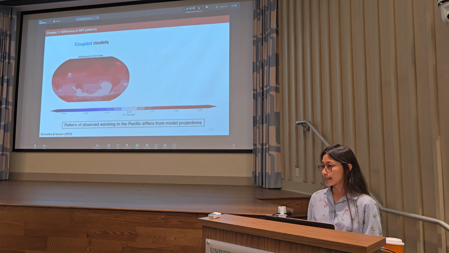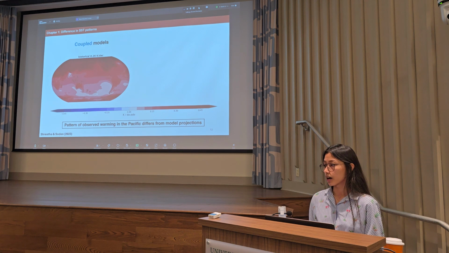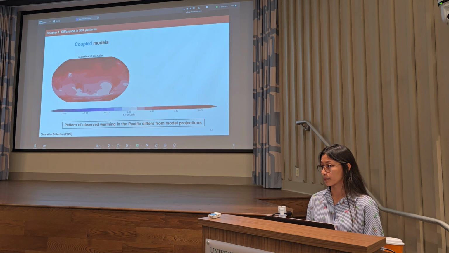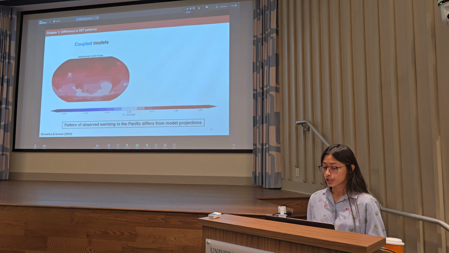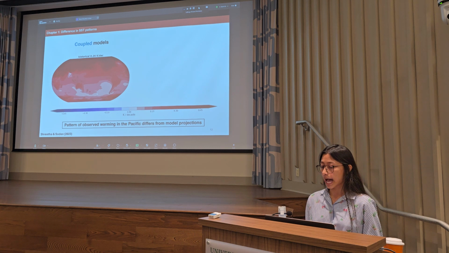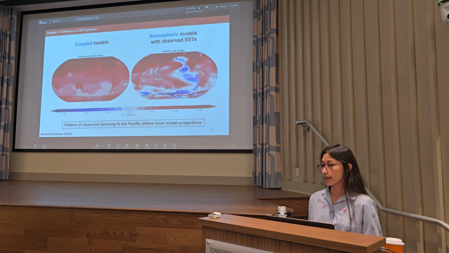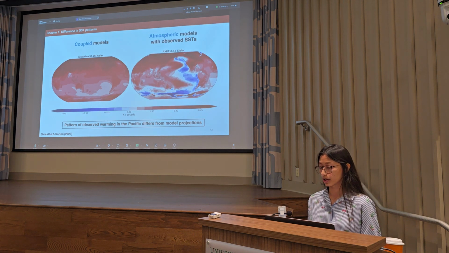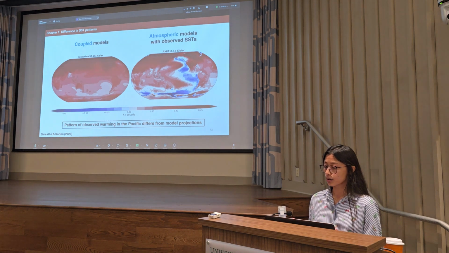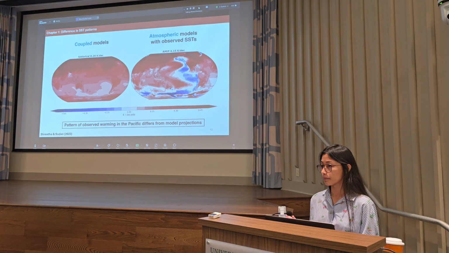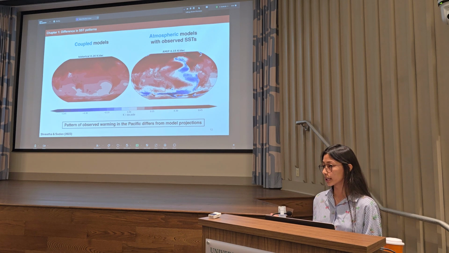We begin our analysis by looking at the CMIP6 coupled models, which in this case show a weakening of the tropical Pacific SST gradient along with a warming of around 0.26 Kelvin per decade, which is in stark contrast with the atmosphere models, the AMIP models, which have SSTs prescribed based on observation. That shows a more La Nina-like pattern, where there is a strengthening of the tropical Pacific SST gradient with cooling in the East Pacific versus warming in the West Pacific.